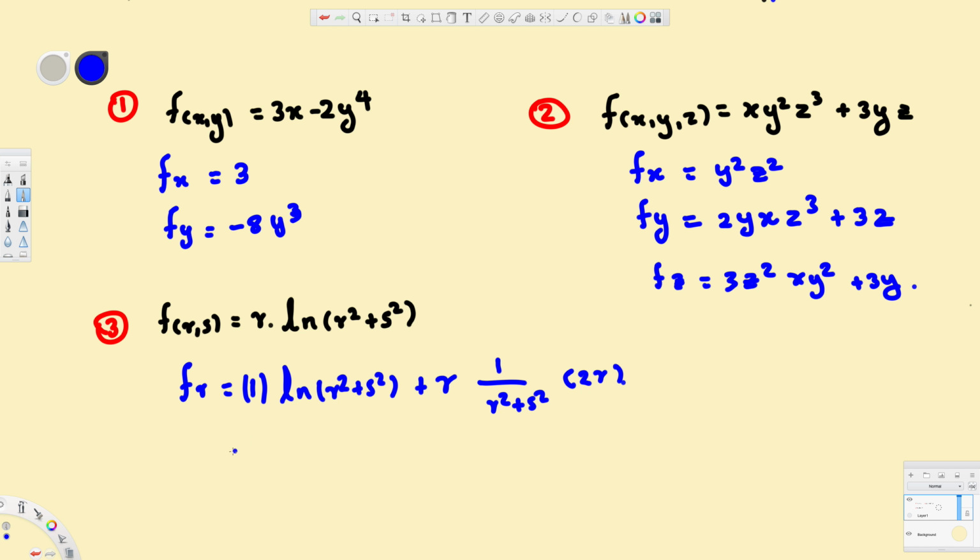And if you want to write this one in a better way, you can write it as ln of r squared plus s squared, plus 2r squared divided by r squared plus s squared.